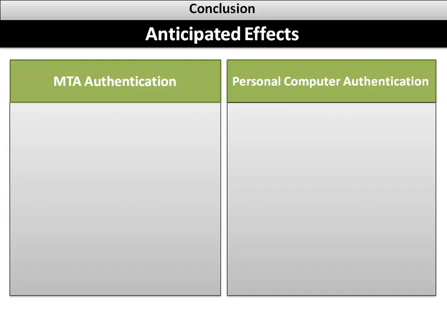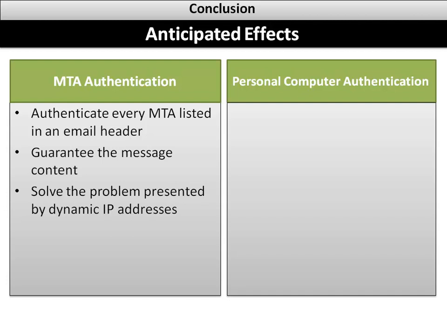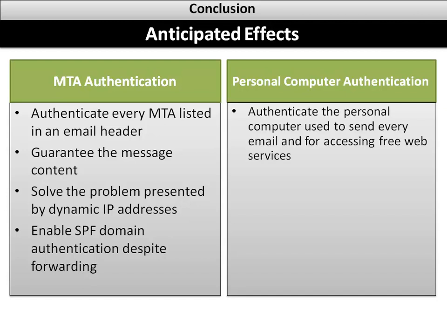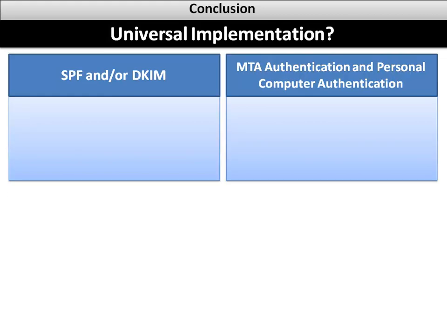So in conclusion, to summarize the anticipated effects, MTA authentication will authenticate every MTA listed in an email header. It will guarantee the message content. It will solve the problem presented by dynamic IP addresses, and it will enable SPF domain authentication despite forwarding, while personal computer authentication will authenticate the personal computer used to send every email and for accessing free web services. It will guarantee email message content, it will eliminate CAPTCHA, and it will profoundly reduce the volume of email and web spam that a botnet can produce by requiring a quote-unquote payment.